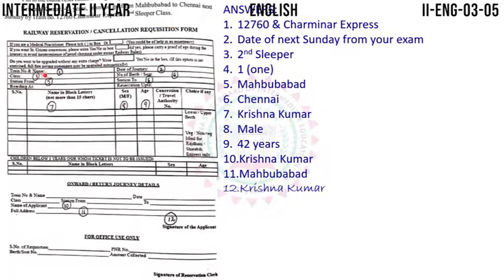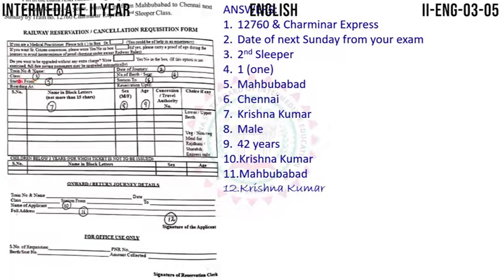The first one is train number and name. So what is the train number? 12760 and Charminar Express. So that will be your answer. Next, date of journey. So here they have mentioned next Sunday. So you can mention the date of next Sunday from your examination on which you are taking the examination. From that you count the next Sunday or the test. Some future date you can mention here.